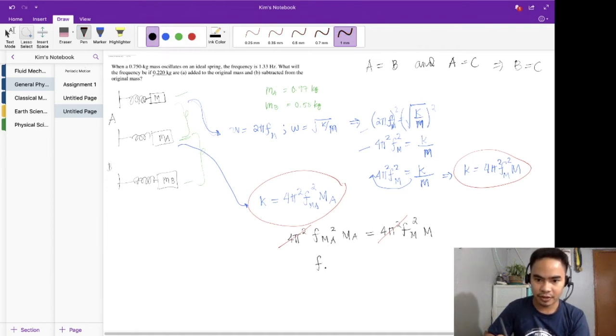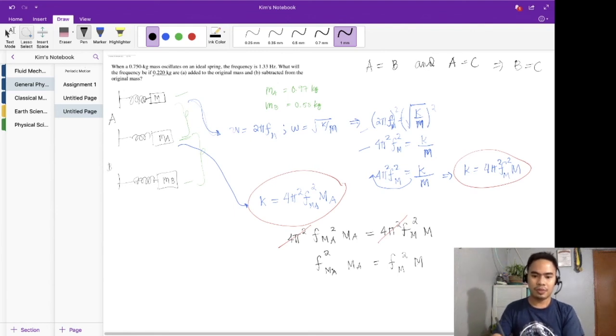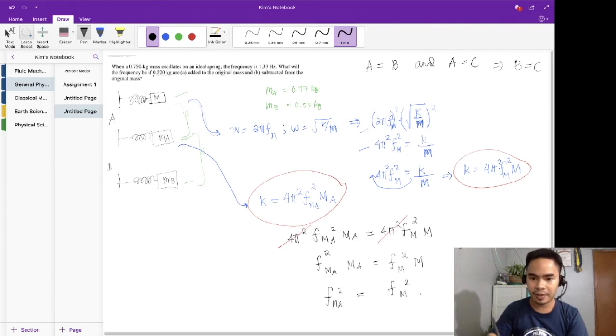You have f of m sub a squared, and then you have m sub a, is equal to f of m, meaning the original mass, squared, times m. Since we are going to find the frequency where you already add the mass, you retain it on the left hand side of the equation: f of m sub a squared. Then you have f of m squared times m. This m sub a here, you simply divide by it.